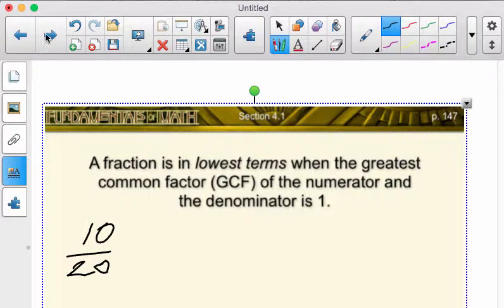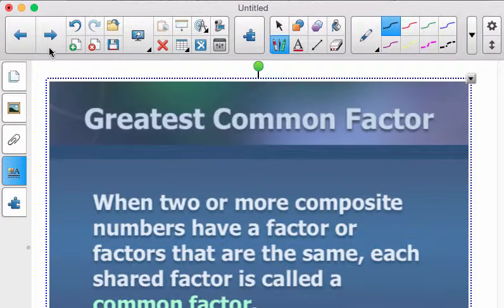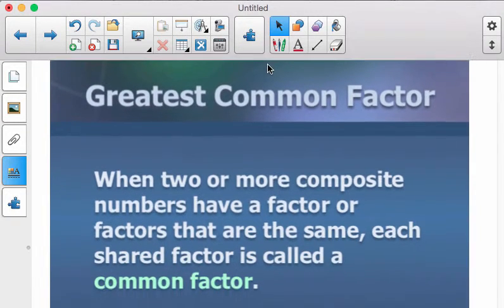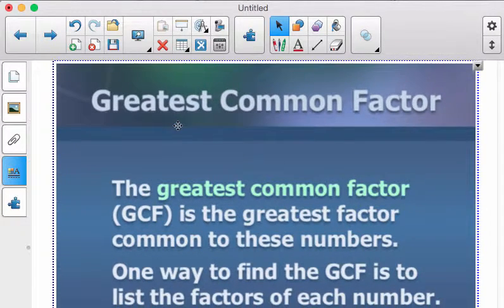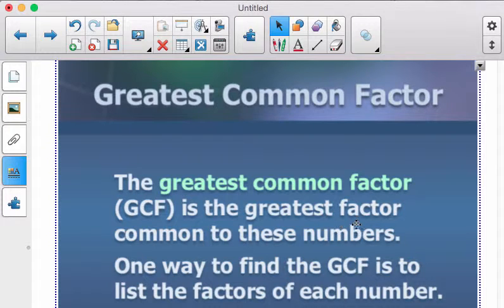Well, I use the greatest common factor. Really simple. Now, greatest common factor, this is a definition. You do want this. It's when two or more composite numbers have a factor or factors that are the same. Each shared factor is called a common factor. And of course, if we're dealing with greatest, we want to pick the largest common factor. So the greatest common factor is the largest factor common to these numbers.